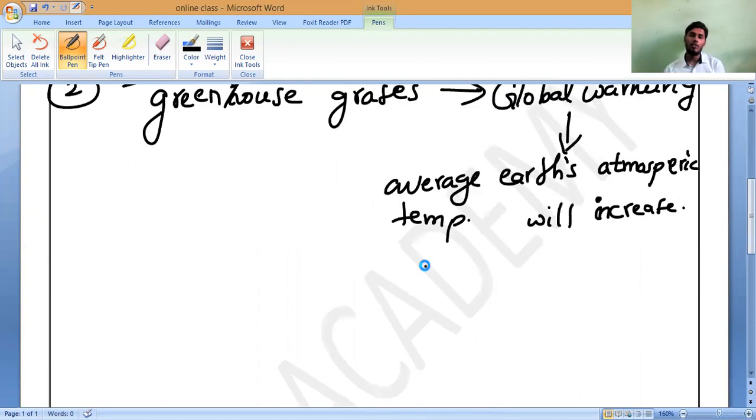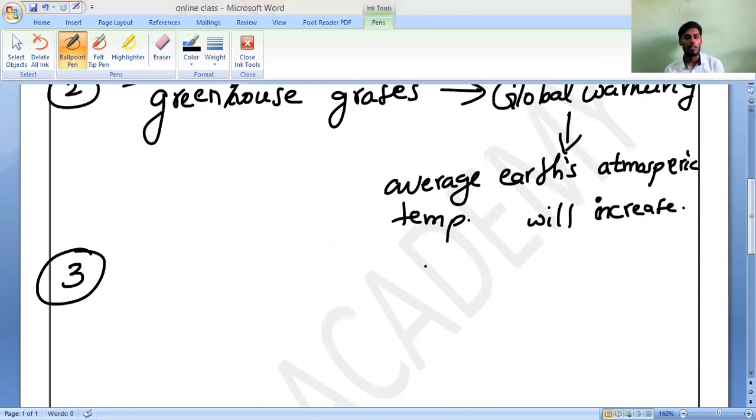Now let us come to the total. We have 6 consequences of deforestation. So let us come to the third one, which we are going to study in today's class. Shall we start, Johan? Are you ready? The third one: deforestation will cause soil erosion, making the soil infertile and leading to desertification.